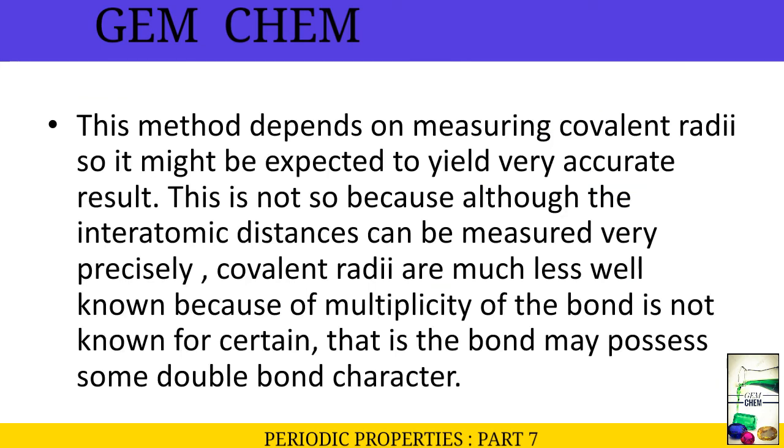Now we will see the next part. This method depends on measuring of covalent radii. Now covalent radii are obtained with greater accuracy by X-ray crystallography. So it might be expected to yield very accurate results. This is not so because although the interatomic distances can be measured very precisely, covalent radii are much less well known because the multiplicity of the bond is not known for certain. That is, the bond may possess some double bond character. So there is some difficulty present in this method also.